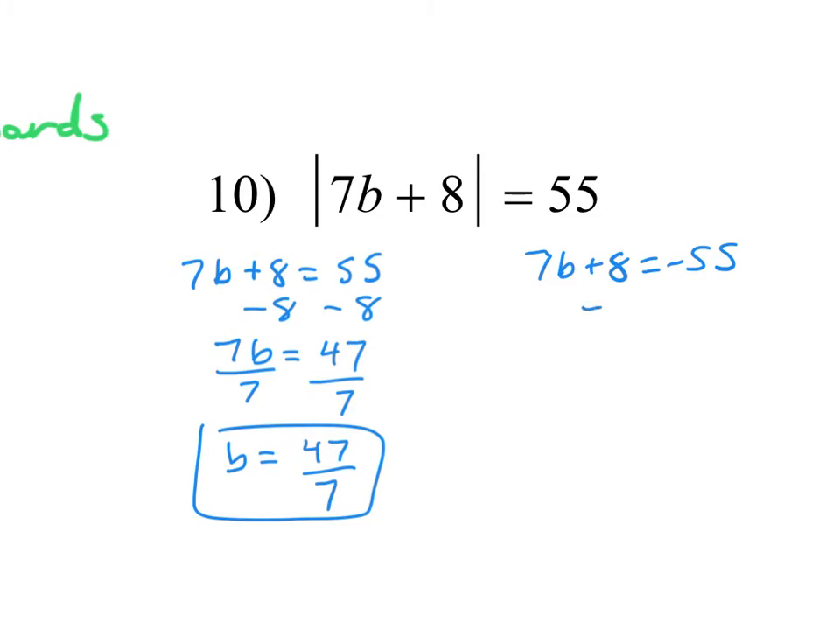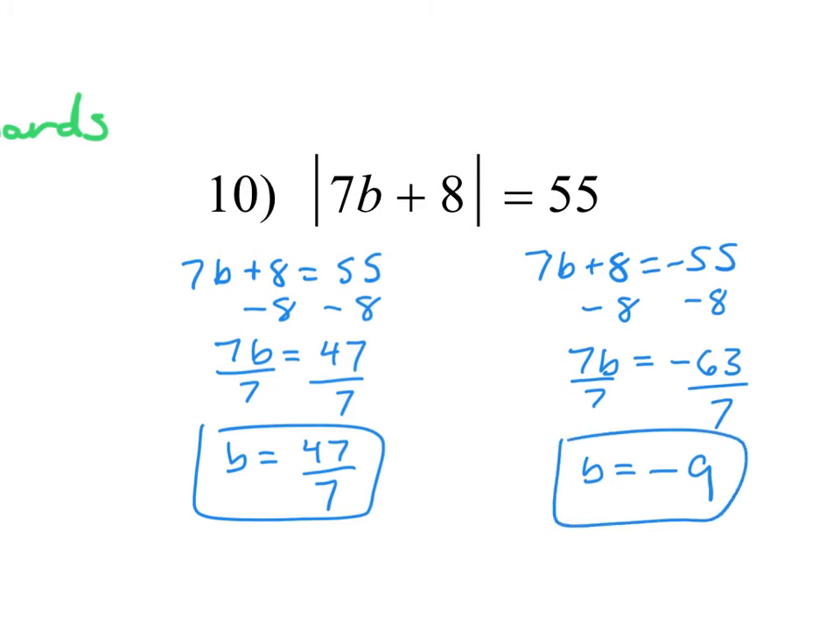For our second equation, we do the same thing. We subtract 8 on both sides. So we get 7b is equal to negative 55 minus 8, which is negative 63. Remember, when you have two negative numbers together, you add the two and keep the sign. So negative 55 minus 8 would be negative 63. Now we divide both sides by 7. So b is equal to negative 9. Any questions here?